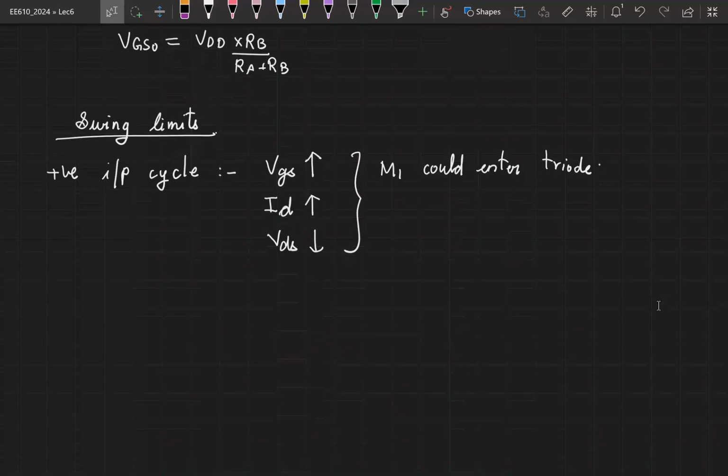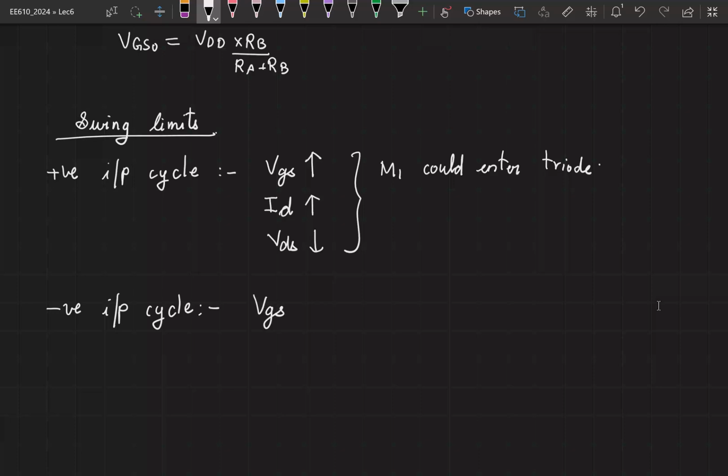Now, you can write the exact conditions for it and derive what is the maximum input amplitude that you can apply such that M1 still remains within the saturation region. Now, similarly, during the negative input cycle, your VGS is decreasing, the total drain current is decreasing, therefore the total drain to source voltage increases, right? So based on the fact that the drain current is decreasing alone, it tells you that your M1 could enter into cutoff.